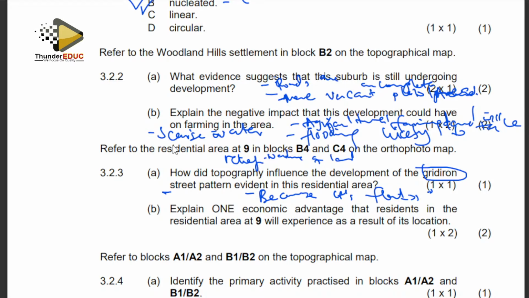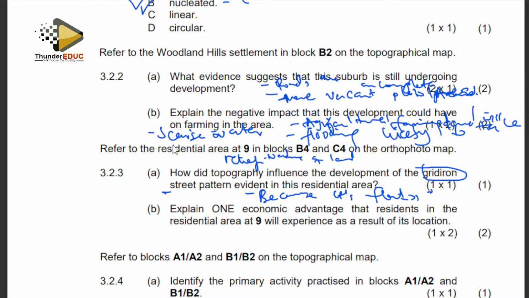Residential area at 9. Number one, actually, the first point should be that there will be employment of people. If that area is built up economically, people will be employed and they will get money. They are looking at economic advantage, and when we talk about economic advantage, we are looking at things that generate money. So employment is one.